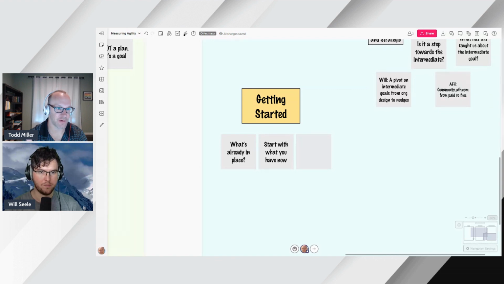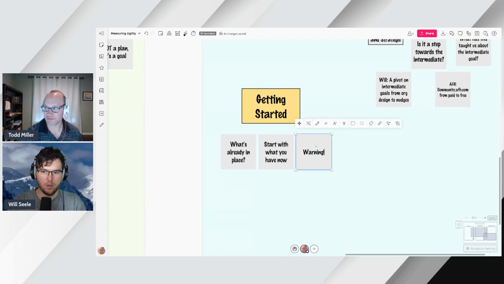Start with what you have. I really like that. Start with what you have now and build from the inside out. Rushing this can be counterproductive, right? So I'm going to put a warning: going too fast can be counterproductive. Yeah. Can be, but that might be the approach you need to take.